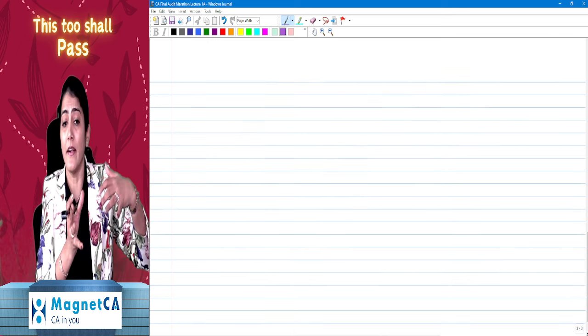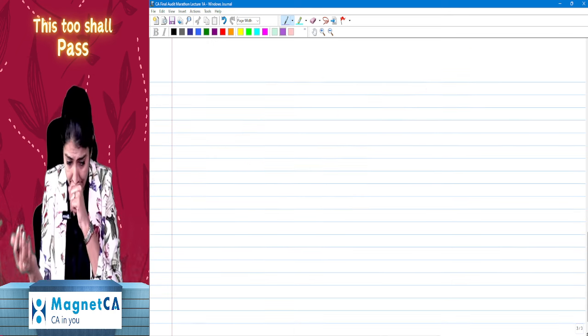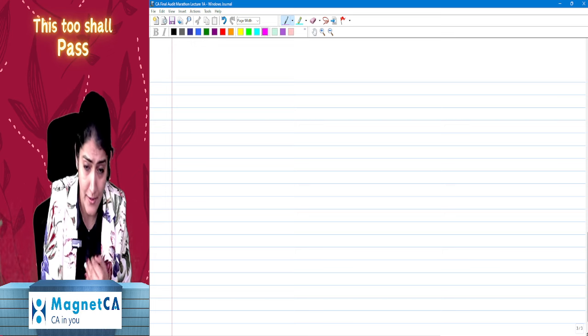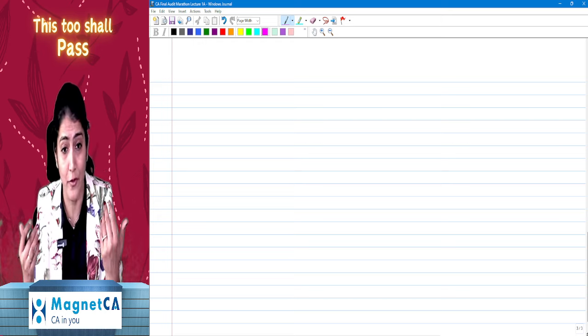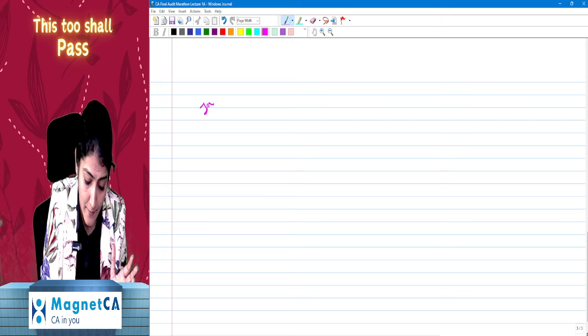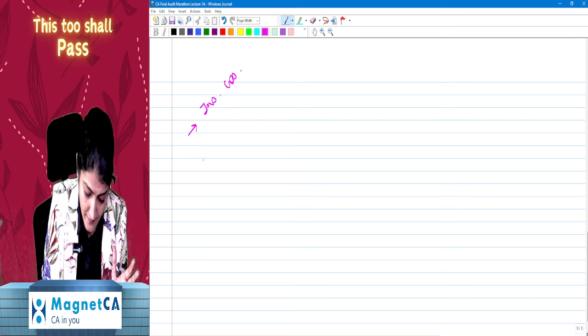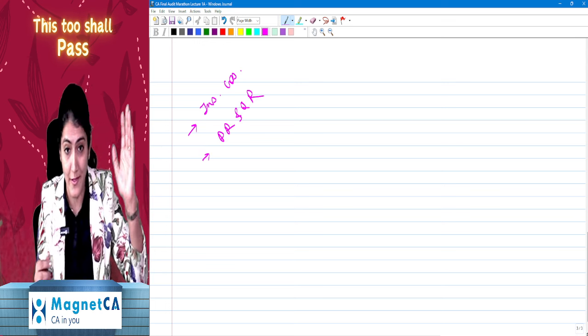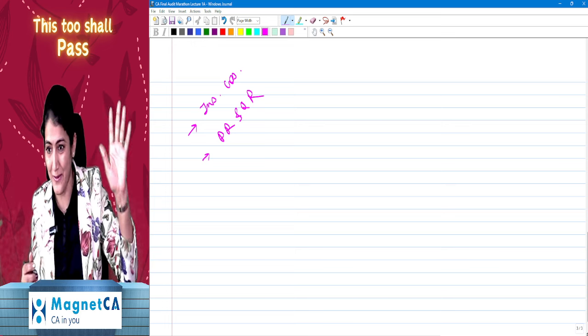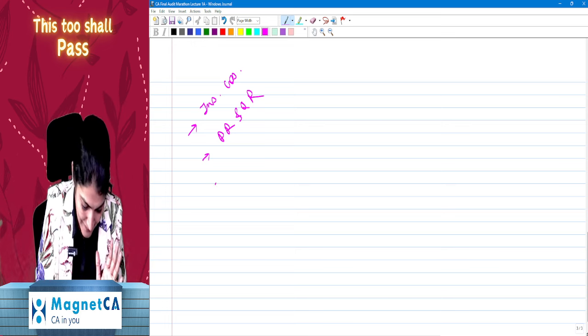Students who were under the old course and are now coming to the new course, let me tell you, there are a lot of chapters from the old course which are now not applicable. Like the chapter on the audit of insurance company, then peer review and quality review. Now that is not applicable.